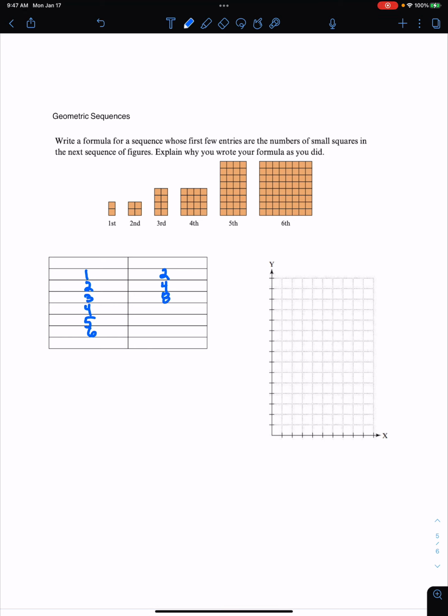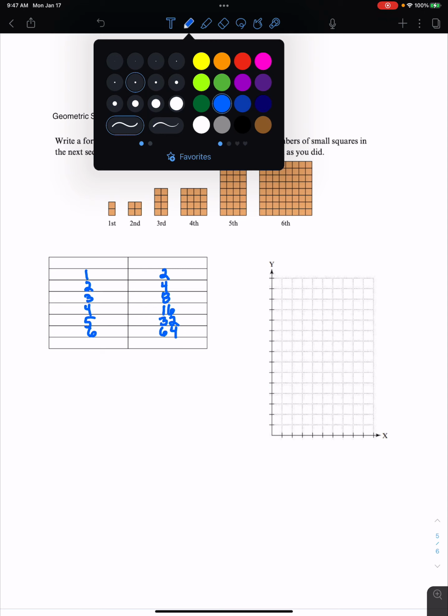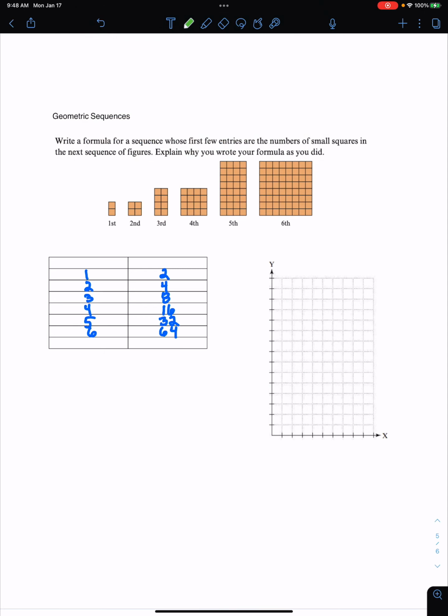For the fourth, we've got 16 boxes. For the fifth, we've got 32 boxes. And then finally for the sixth, you can count them all if you want, but trust me, there are 64 boxes. So let's take a look at how these numbers are changing. And again, I would like you to pause the video for a sec and take a look at these numbers in this table and then come back.